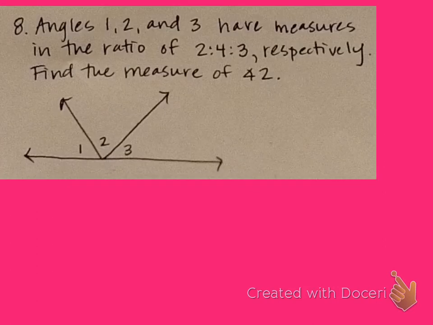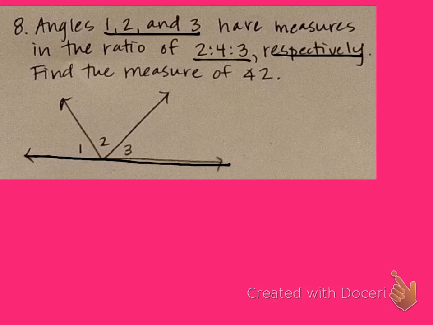Okay, I feel like y'all are getting pretty good with these ratio problems. So we have angles 1, 2, and 3. I can see from my picture that they're supplementary. They're going to add up to 180 because together they form this straight line. They are in the ratio of 2 to 4 to 3 respectively. This word just means that I want to keep the same order for these as I have up here. They're going to match. So angle 1 is going to go with the 2. Angle 2 is going to go with the 4. Angle 3 is going to go with the 3.